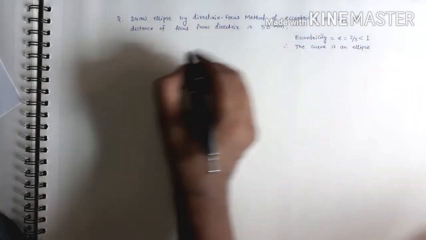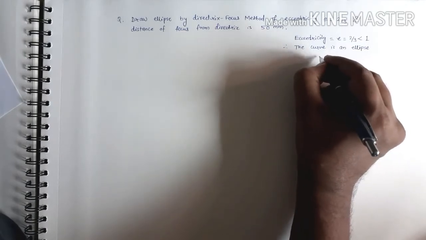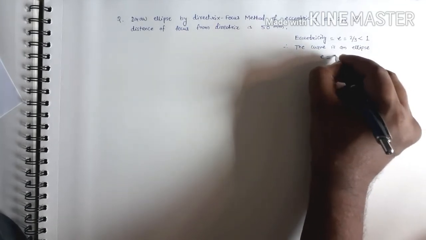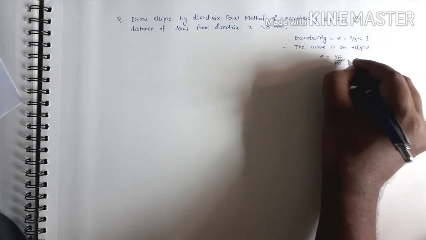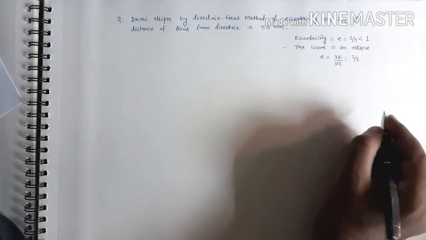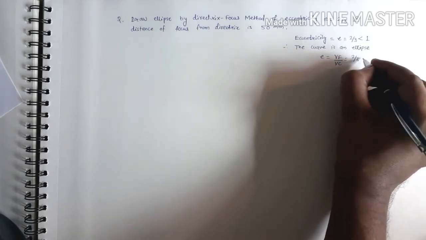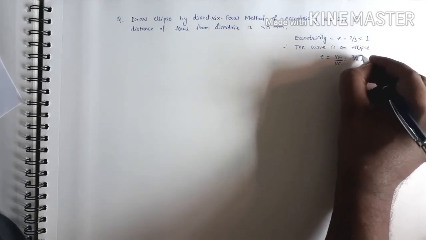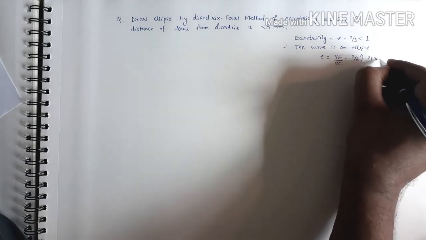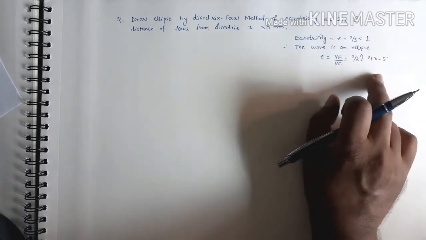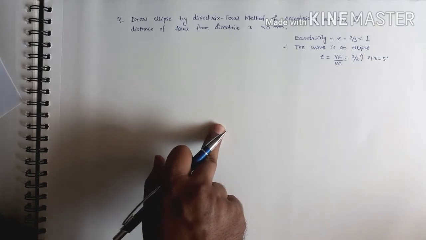Eccentricity E is equal to VF by VC, that is equal to 2 by 3. So here we need to add 2 plus 3. So 2 plus 3 is equal to 5. Why did we add this, you will understand later. Okay, in our curves.